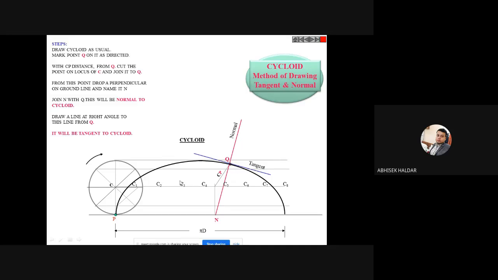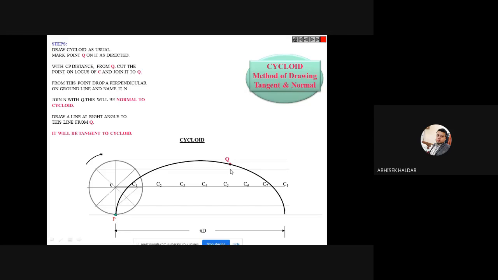Okay, so let me go back to this cycloid. I'm not going to discuss how to draw this cycloid, because that was discussed in the last class. Today I am discussing how to draw the tangent and normal to this curve. What is the curve? This is the cycloidal curve. Where do I have to draw the tangent and normal? At any point. Say, for example, I take any arbitrary point, and that point is q.